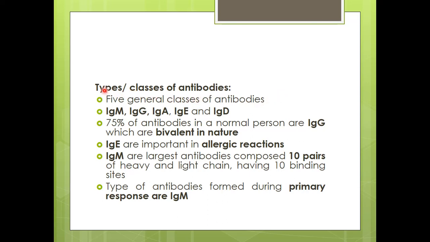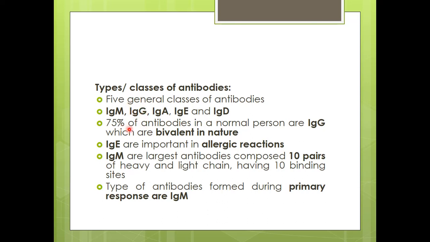Now we are going to talk about the classes of the antibodies. There are five general classes of antibodies. These include IgM, IgG, IgA, IgE, and IgD antibodies. So there are five types or five classes of antibodies. Again, we are repeating it: IgM, IgG, IgA, IgE, and IgD antibody.